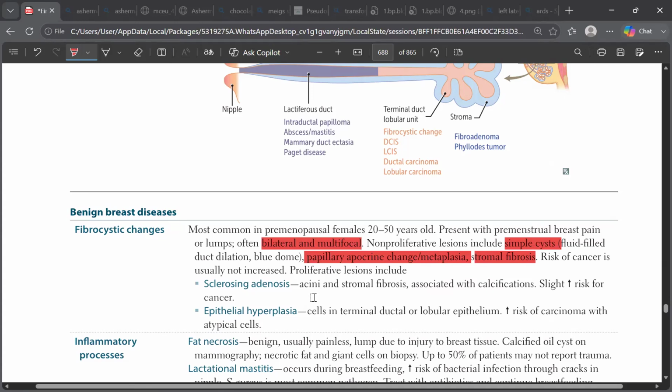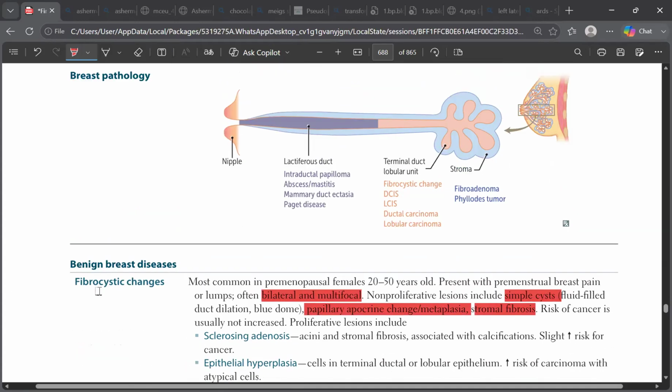These are a lot of heavy words, and we try to simplify them. Fibrocystic change is a change in the terminal duct lobular unit. This portion is the terminal duct, and it is a unit of this whole lobule. So in fibrocystic change there are going to be lumps which are bilateral and multifocal, and the simple cysts are going to be fluid-filled cystic dilations in which the size of this area increases, and they present as a blue dome on the breast.